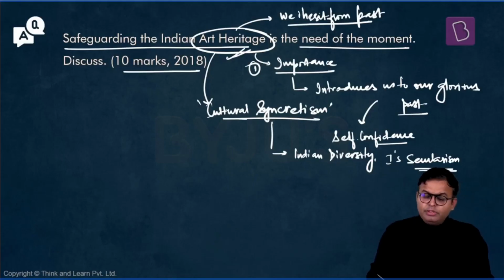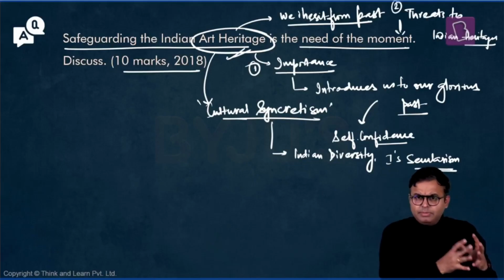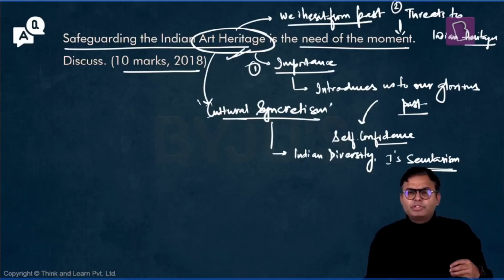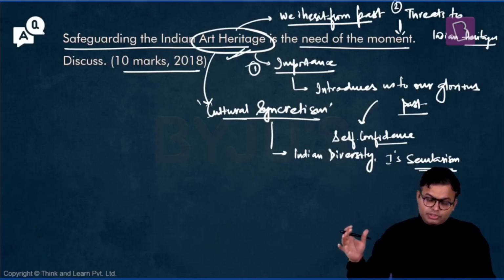Second, the need of the moment: we will have to talk about various threats. This is the second part of the answer. Threats to Indian heritage. Various tangible threats, when we find pilferage, stealing of sculptural forms, and when, because of increasing tourism, there is an increasing footprint and threat to our architectural structures.